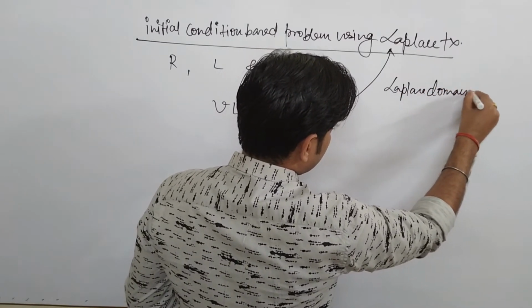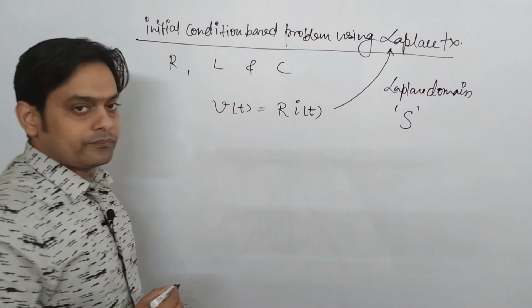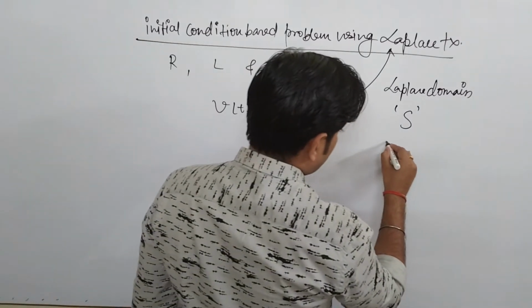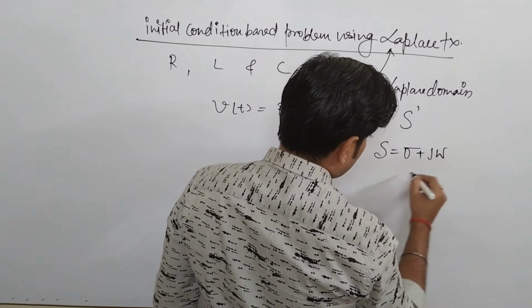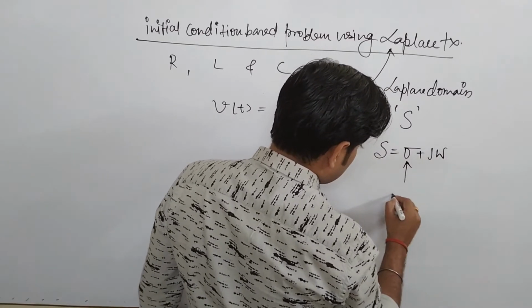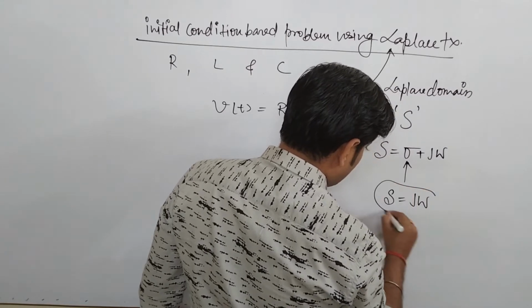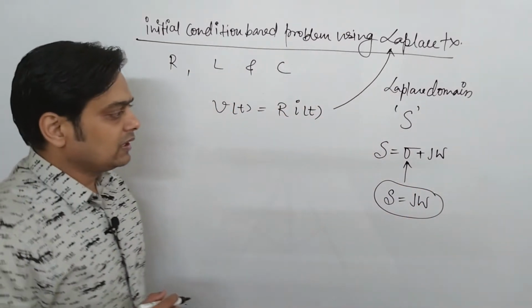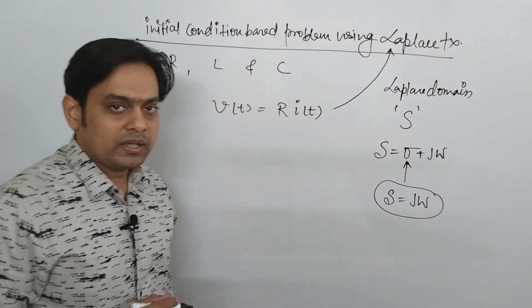Laplace domain is represented by S, and the value of S is basically sigma plus j omega. If you take sigma as 0, the value of S comes to be j omega. This is our Laplace variable. And why have we taken sigma as 0? Because we are mainly interested in frequency domain analysis.